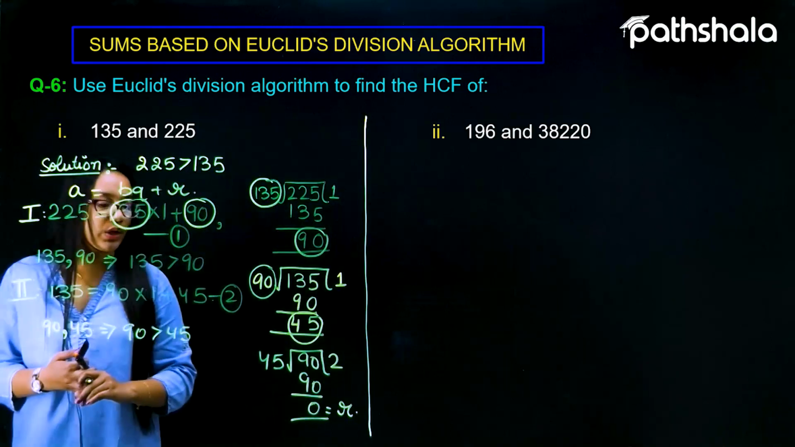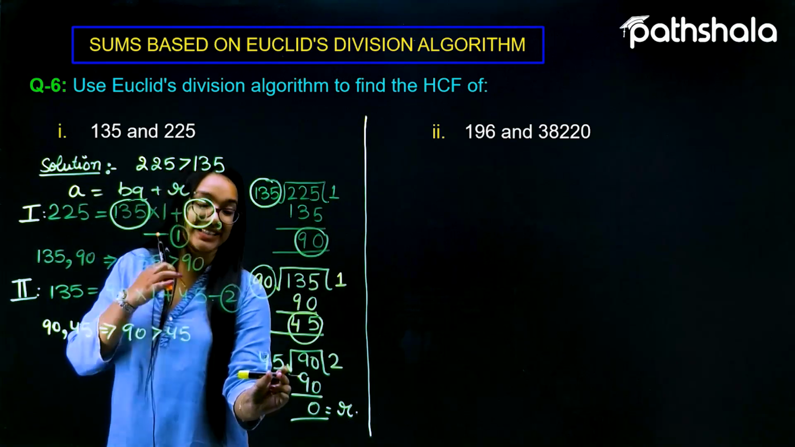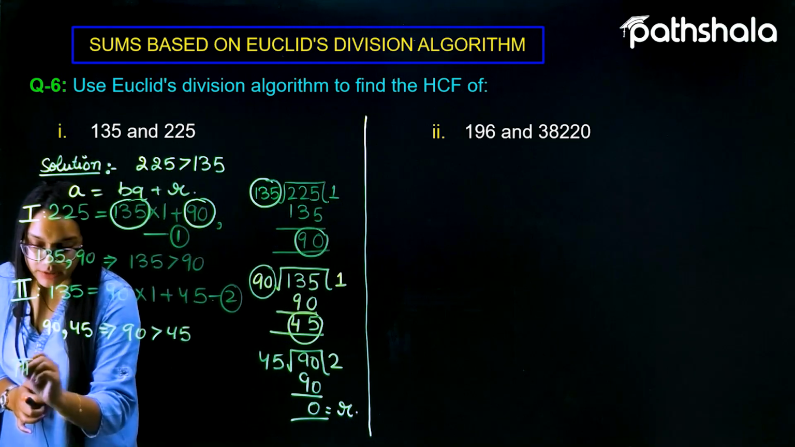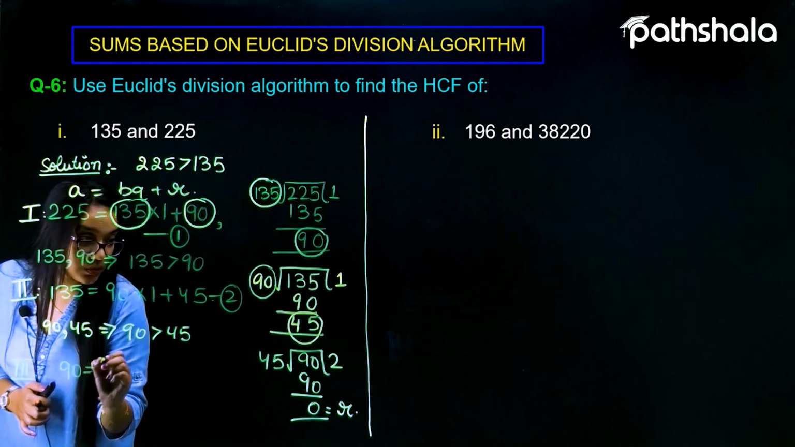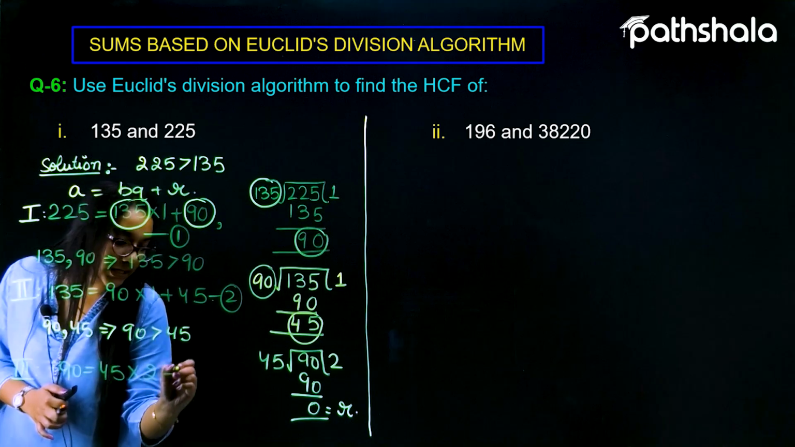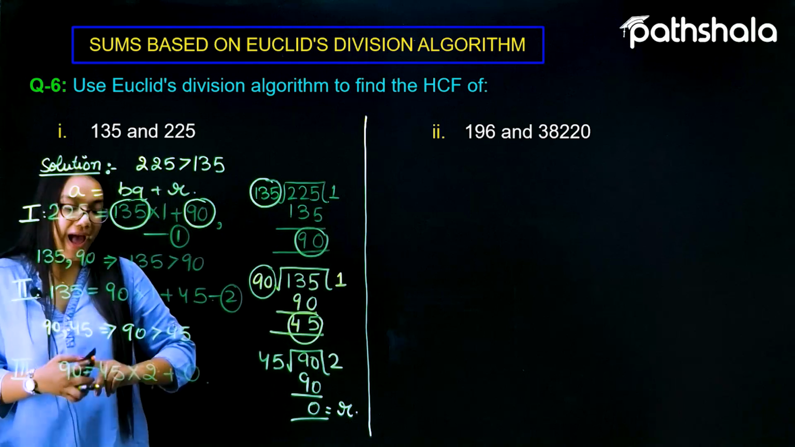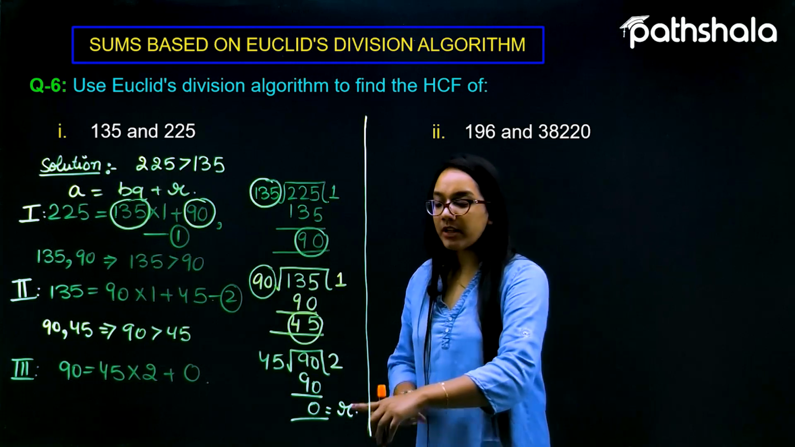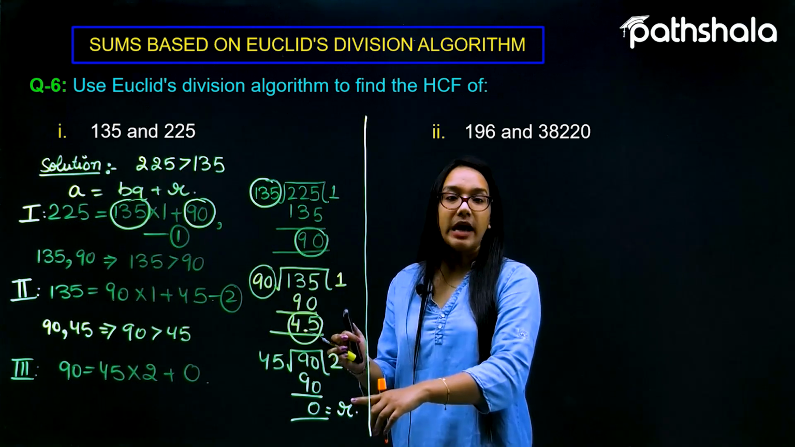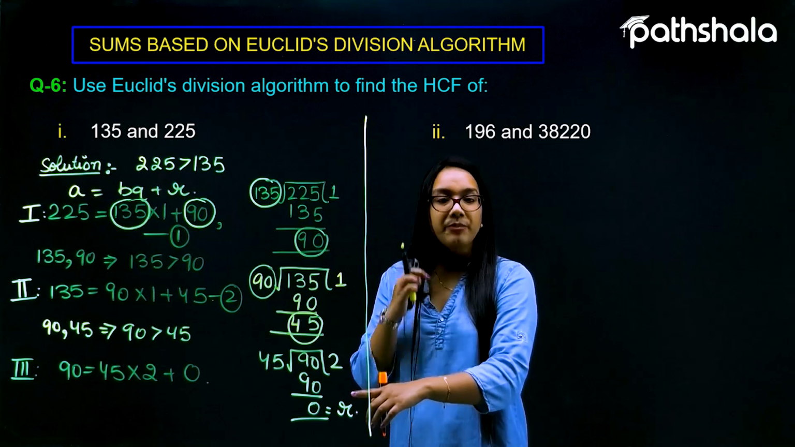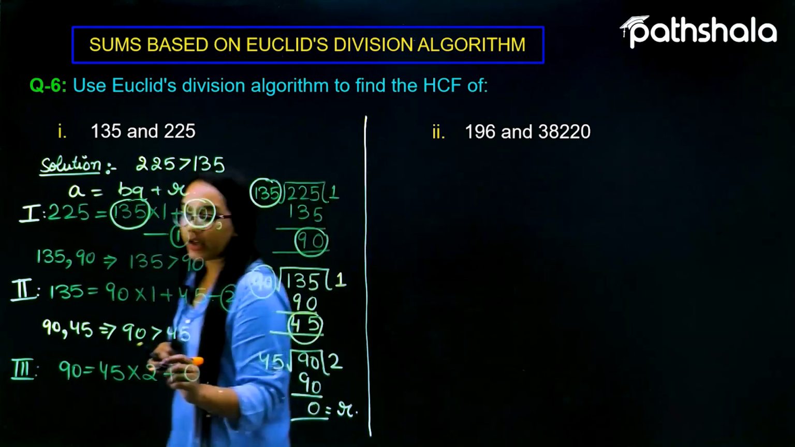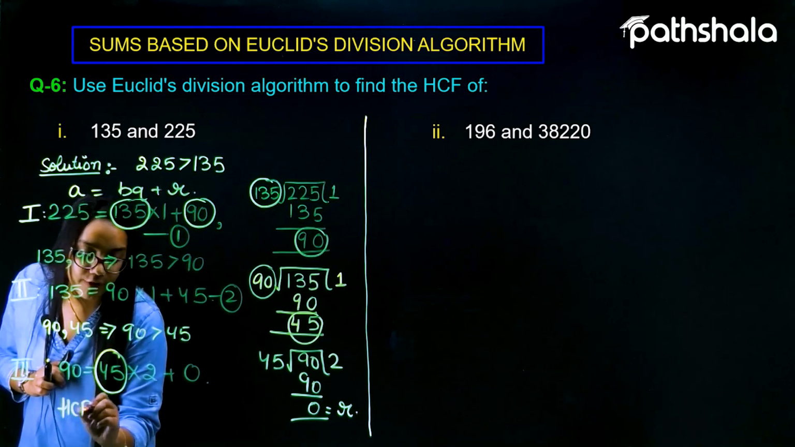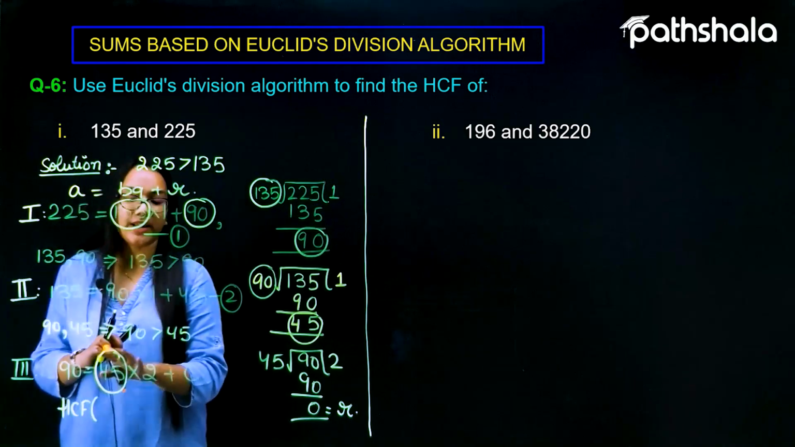When the remainder is equal to 0, then the value of B is nothing but the HCF. So the third step can be written as 90 is equal to 45 into 2 plus remainder, that is 0. So at the end, whenever the remainder is 0, as per the Euclid division algorithm, the B value that we are getting in the Euclid's division lemma is called the HCF. So here the B value is nothing but 45.